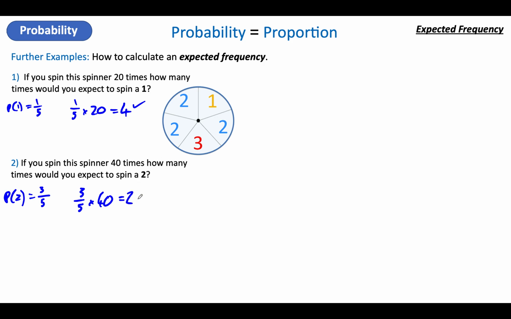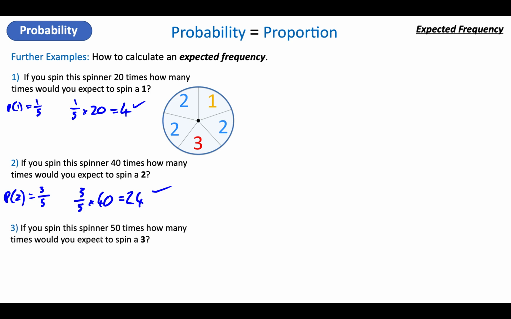Remember, if you don't have a calculator quite like that, if you're finding a fraction of an amount, you divide by the bottom, times by the top. So 40 divided by 5 is 8, times by the 3 is 24. Divide by the bottom, times by the top.